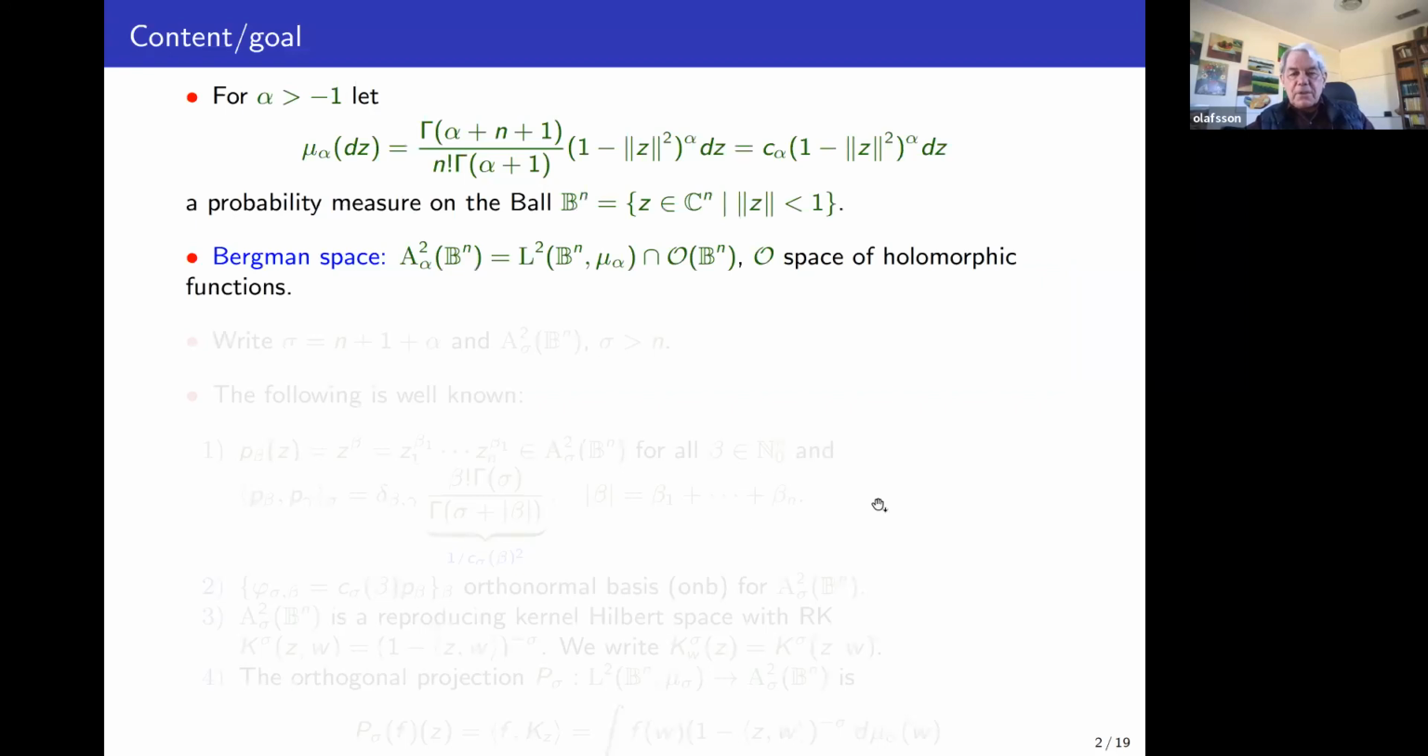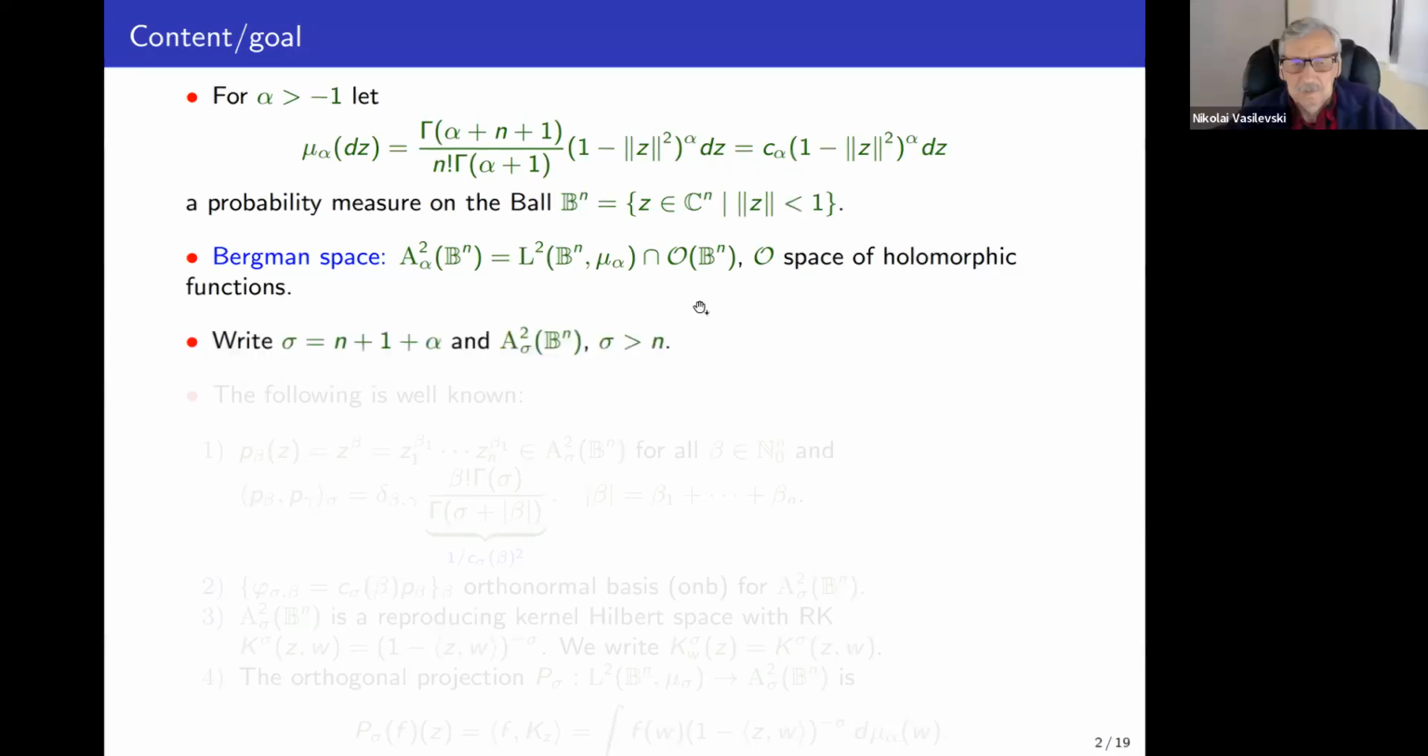On the board, this is probably something that everyone knows here. We start with a probability measure on the unit ball in C^n, where the constant c_n is chosen so that it is a probability measure. Then the Bergman space is the space of holomorphic functions which are also square integrable, and this is a Hilbert space.